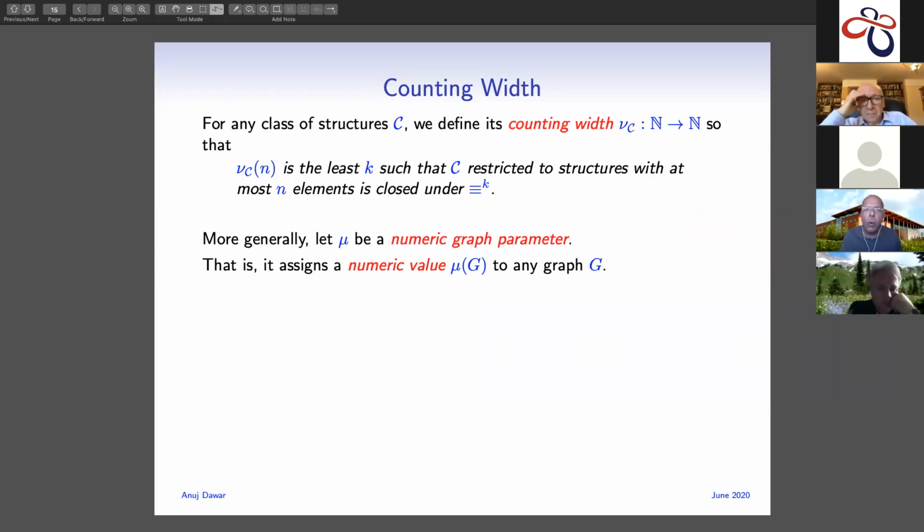So a graph parameter, I just mean something that assigns a numeric value to a graph, like the chromatic number of the graph, or the number of connected components, or various things like this. Okay, and again, for any numeric value, we can define the smallest k such that n vertex graphs are invariant under k equivalence.